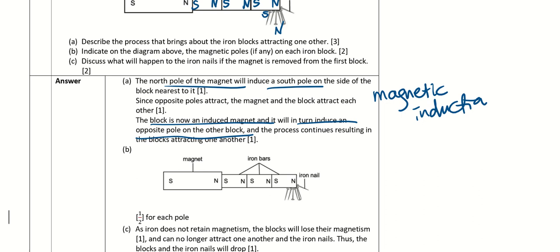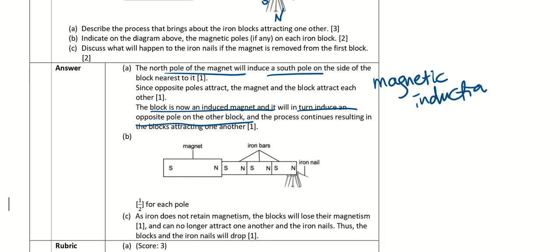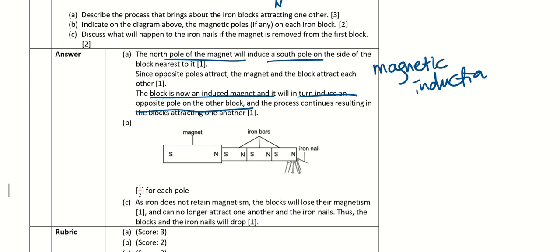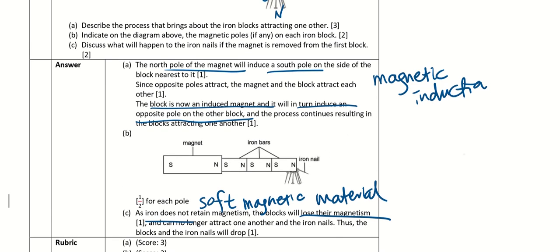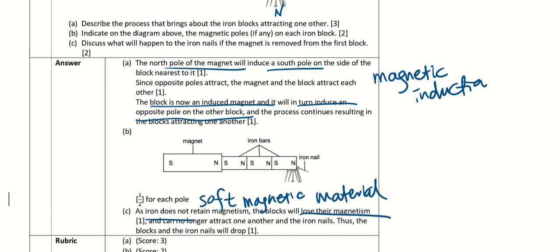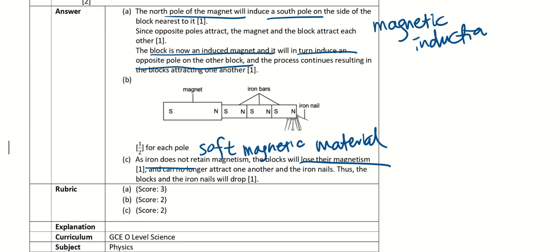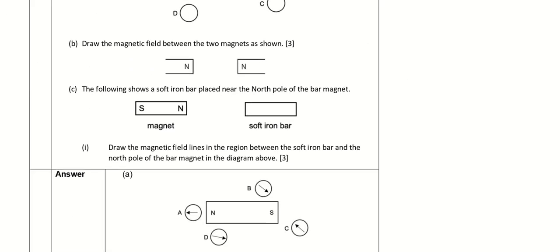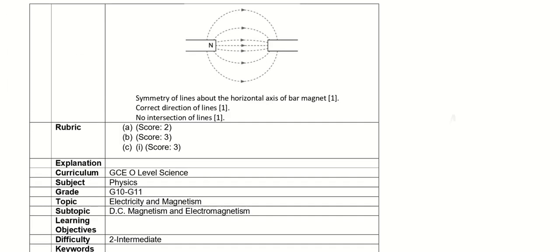Discuss what will happen to the iron nails if the magnet is removed from the first block. Okay, as the iron is a soft magnetic material, it will not retain its magnetism. The blocks will then lose their magnetism and can no longer attract one another and the iron nails. Therefore, the blocks and iron nails will drop. Okay, so this is question 5. Let's go to question 6.